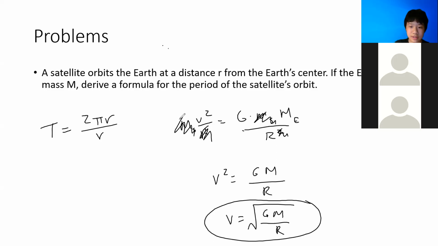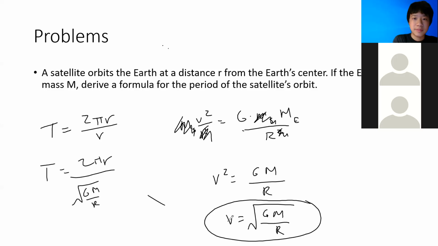All right. Given this, we can just plug this into our formula for period, 2 pi r over the square root of GM over r. Let's do some simplifying here. Basically, the square root of r goes up on top, and GM goes on the bottom.